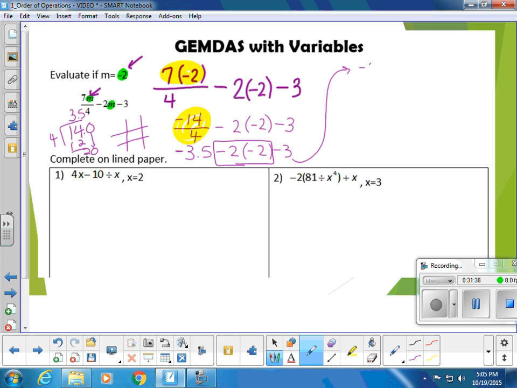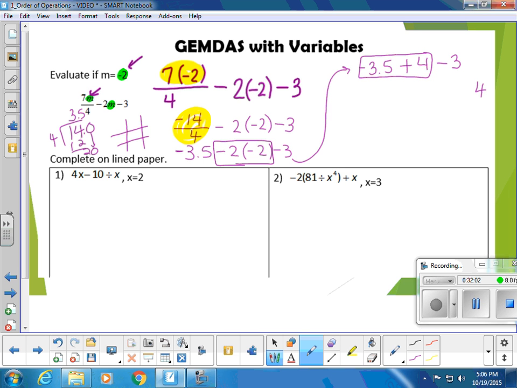So rewrite -3.5 because I haven't used that. A negative times a negative is a positive. 2 times 2 is 4. And then I'm subtracting 3. Now I just have addition and subtraction, so it's easy. I work left to right. I have -3.5 plus 4.